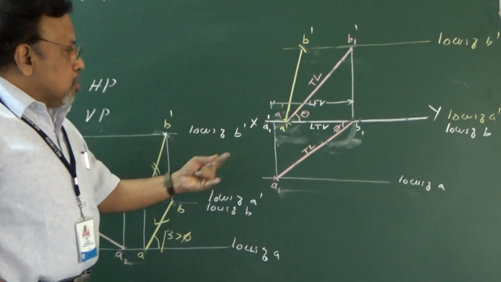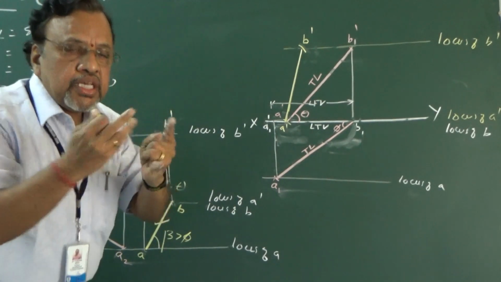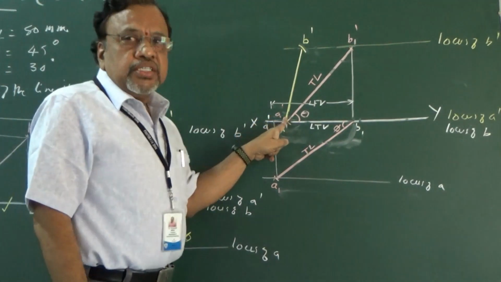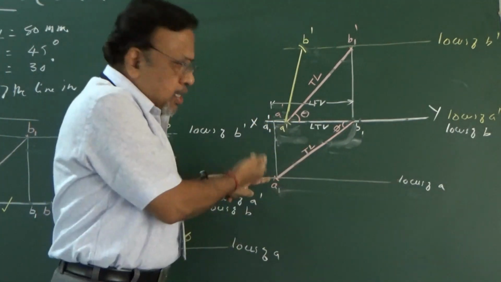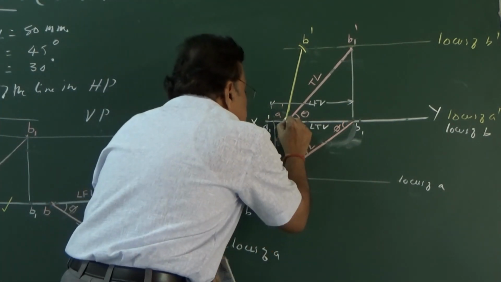And now I need to draw the corresponding top view. So what about the top view? A dash A, same projector. Anyway, A dash is here, and the locus of A is here. So you draw the projector up to that. So I draw this projector.